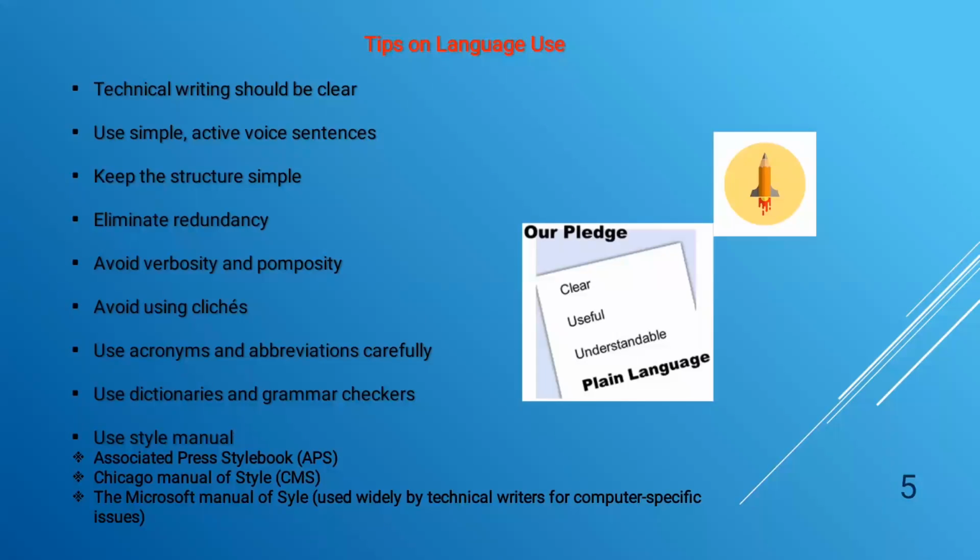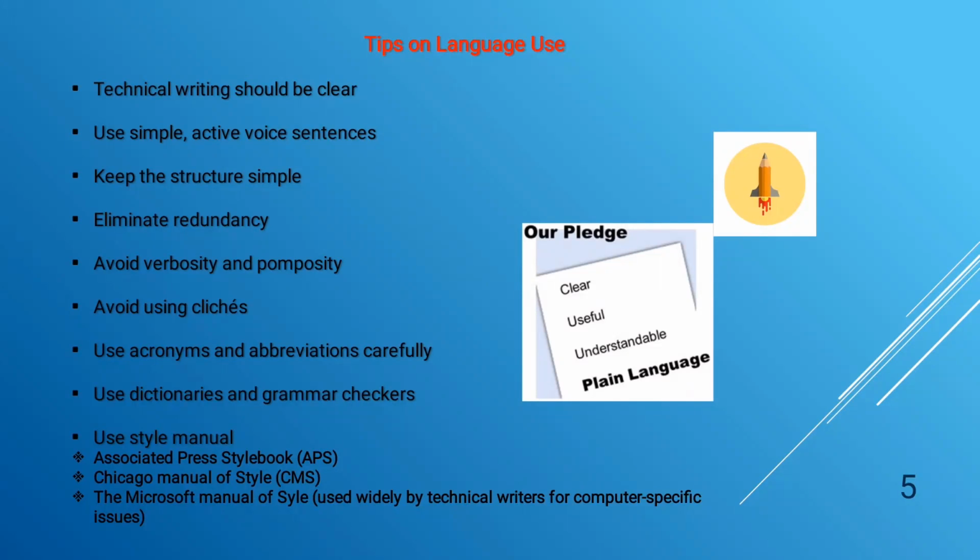Now, use acronyms and abbreviations carefully. The use of acronyms and abbreviations should be minimal. If they are to be used, the full definition should be given at their first use only. The next tip says use dictionaries and grammar checkers. For best results in your technical writing, you must always use dictionaries. This eliminates words in passive voice, unnecessary repetition, and grammar and spelling errors.